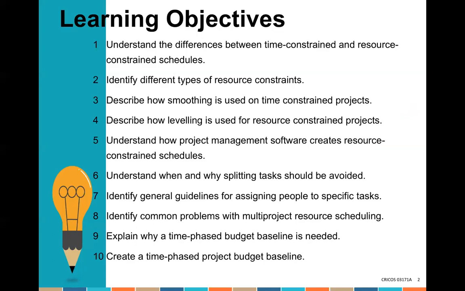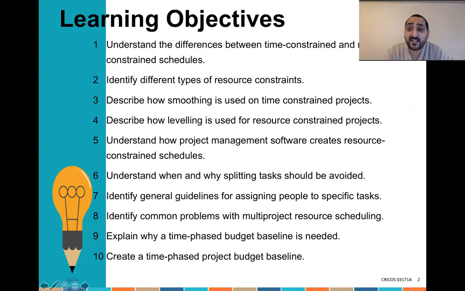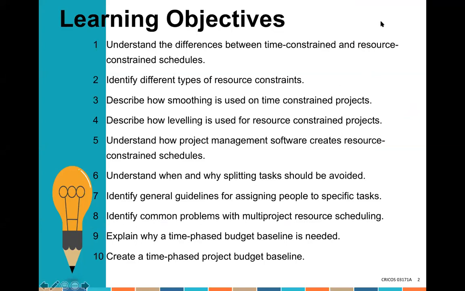We're going to identify the different types of resource constraints. There are so many various resource constraints, and we're going to explain those for you. We're going to describe how smoothing is used on time constraint projects. If it's a time constraint, I have limited resources, but I have what we call slack. I have some activities that could be delayed. So you ask yourself, can I delay some activities? This way, instead of using so many resources at the beginning and not many after, you make it more balanced and still meet the project within the specified time.